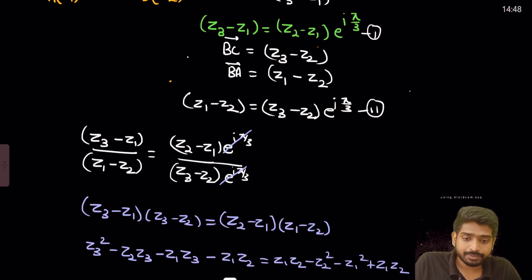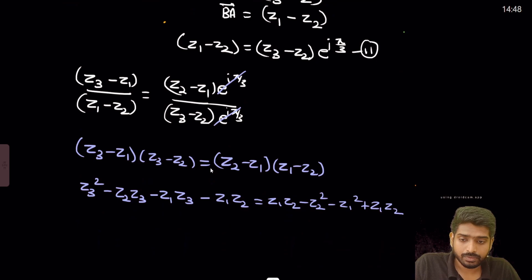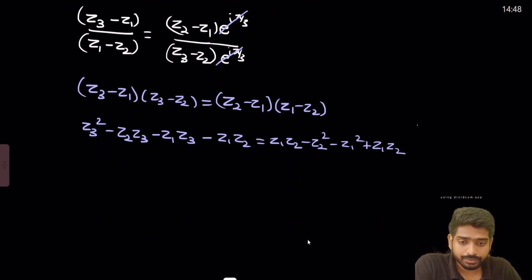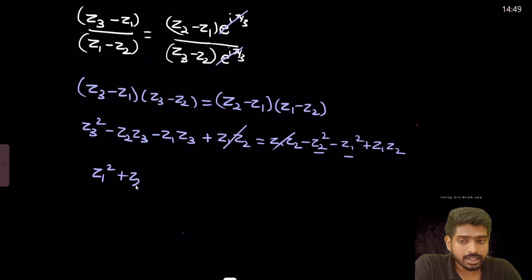From here we can see that here we get plus Z1 Z2, right? Minus Z1 multiplied by minus Z2 is plus Z1 Z2. Now plus Z1 Z2 and minus Z1 Z2 got cancelled. Now this Z2 square and Z1 square I'll send to that side. So here I'll get Z1 square plus Z2 square.